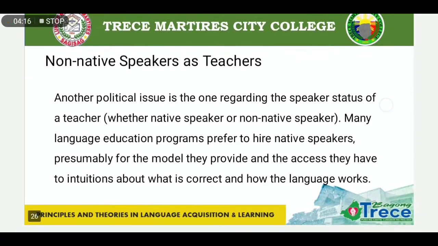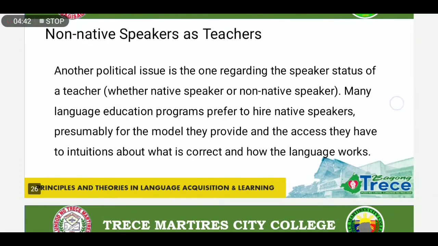And then the other one is non-native speakers as teachers. So another political issue is the one regarding the speaker status of a teacher, whether native speaker or non-native speaker. Many language education programs prefer to hire native speakers, presumably for the model they provide and the access they have to intuitions about what is correct and how the language works.